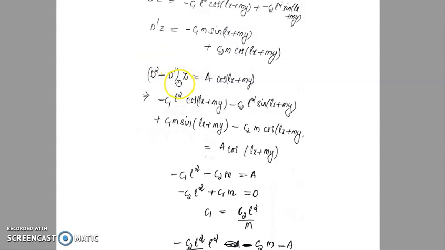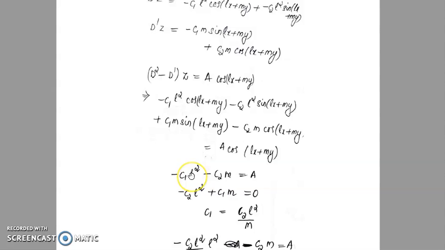Now we have (D square minus D dash) z equal to a cos(lx plus my). So on the left side, substitute D square z and D dash z. So you will get minus c1 l square cos(lx plus my) minus c2 l square sin(lx plus my), then minus D dash z, that is c1 m sin(lx plus my) minus c2 m cos(lx plus my), equal to a cos(lx plus my). Now compare the coefficients of cos and sin on both sides.